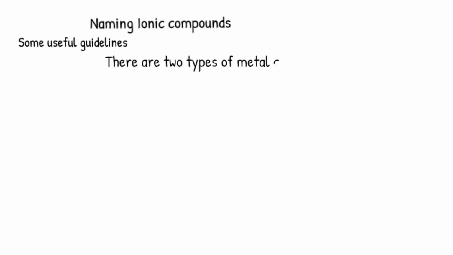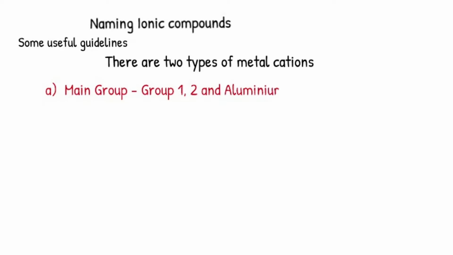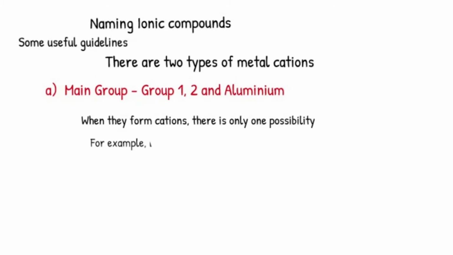There are two types of metal cations: main group, group 1, group 2, and aluminum. When they form cations, there is only one possibility. For example, barium is always +2. This is because it's in group 2.